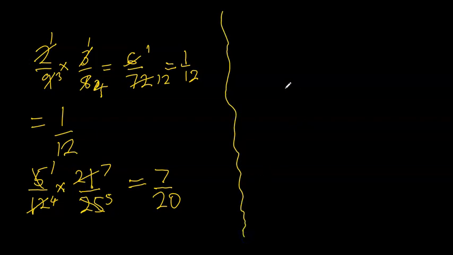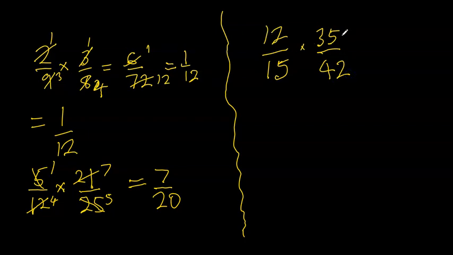Let's do another one. Let's say we have 12 over 15 multiplied by 35 over 42, right? And you notice that if you are to multiply the numerators, you get a huge number, and then in the denominator you get another huge number, and then after that you have to come back and simplify. That will be, you know, very cumbersome.